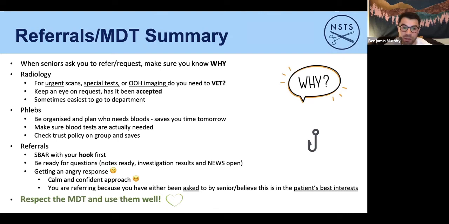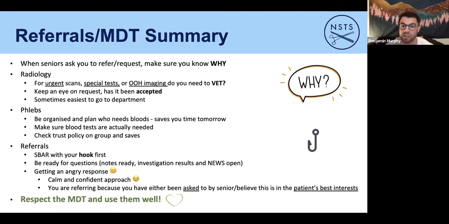One thing that you will find, especially when you start, and perhaps less confident, is that you will get some very angry people on the phone just giving you grief for trying to refer a patient. But try not to take it personally. No one should go to work and get screamed at, but just be calm and confident. You've either been asked to refer this patient by your senior, even if you don't think it's right, you've been asked to. My consultant has asked and thinks that this is a valid referral, or you're referring because you believe it's in their best interests.